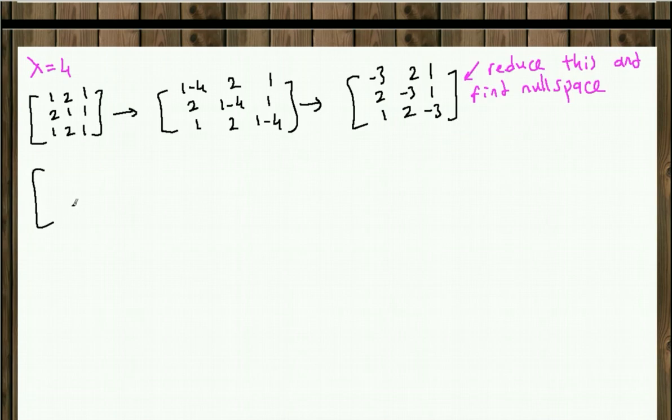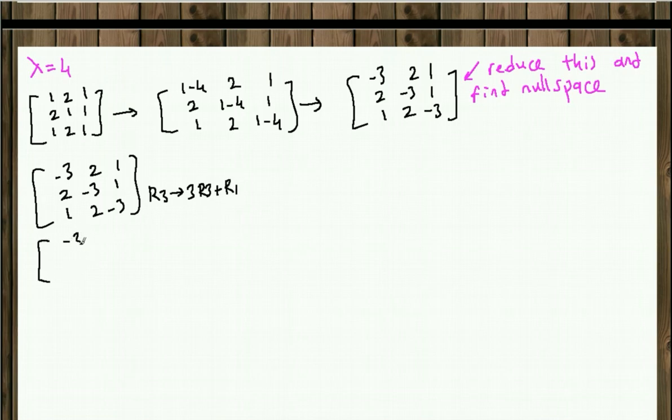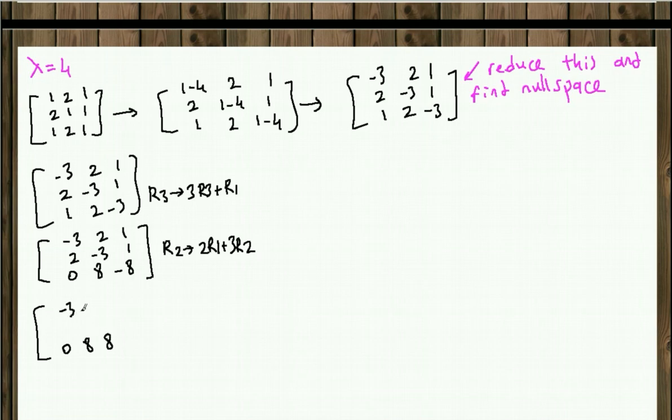Okay, let's do it here. Negative 3, 2, 1, 2, negative 3, 1, 1, 2, negative 3. Our first step is to change row 3: 3 times row 3 plus row 1. So row 1 does not change, row 2 does not change, and row 3 becomes 0, 8, negative 8. Now our second step is to change row 2: 2 times row 1 plus 3 times row 2. Row 3 does not change, row 1 does not change, and our row 2 will be 0, negative 5, positive 5.